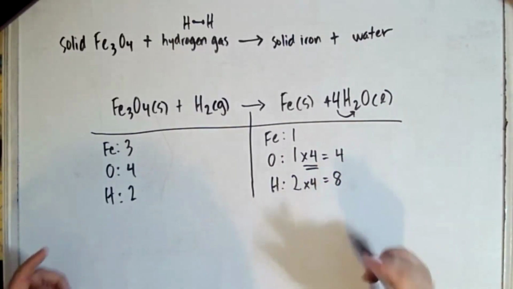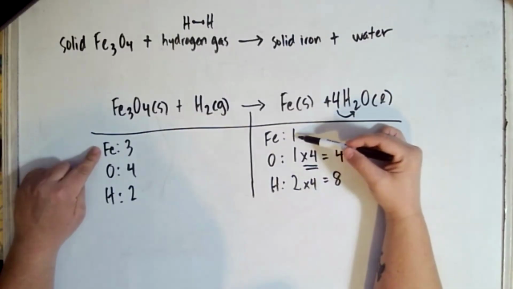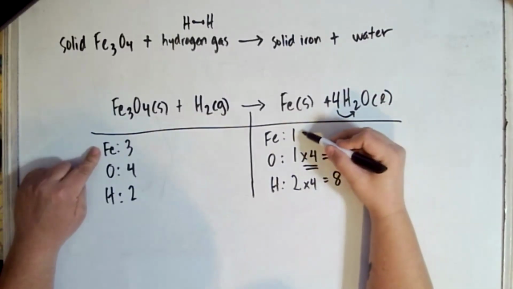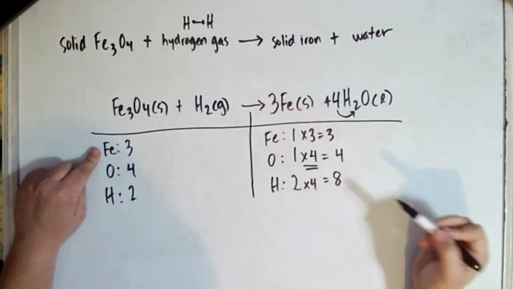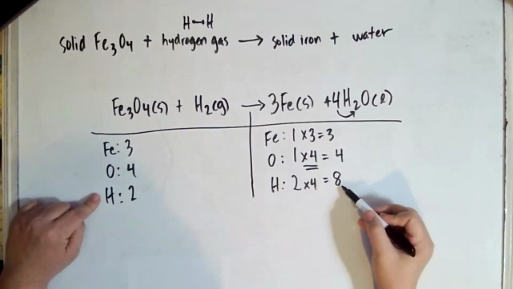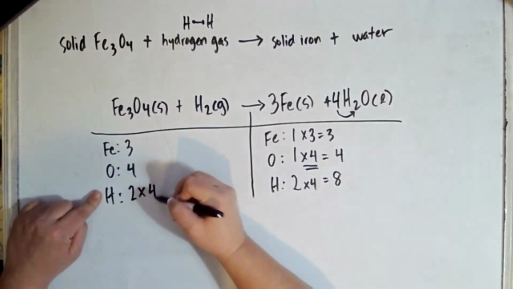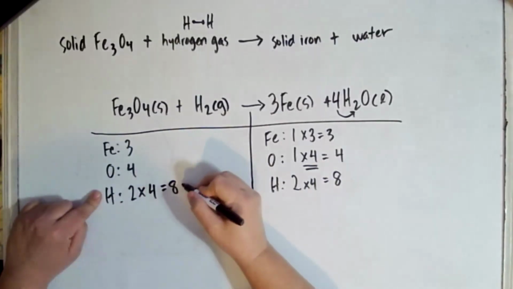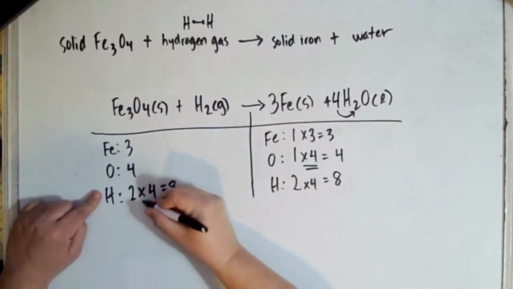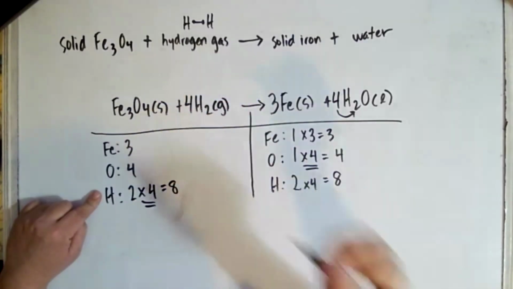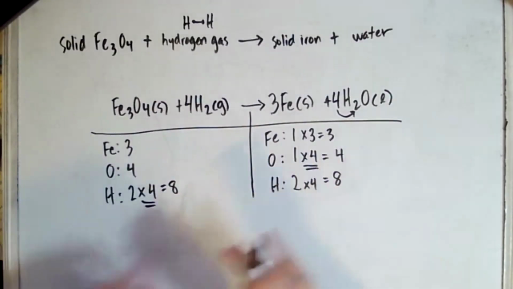All right. So now I can balance what's left. I've got 3 irons on my reactant side, and I have 1 iron on my product side. So now I'm going to have to multiply my iron by 3 on my product side. And for my hydrogens, I have 8 on my product side, and I have 2 on my reactant side. So I'm going to have to multiply that 2 by 4 to get 8. So I'm going to take that 4 and put it out in front of the hydrogen. And now all of my atoms are balanced. That's my balanced equation.